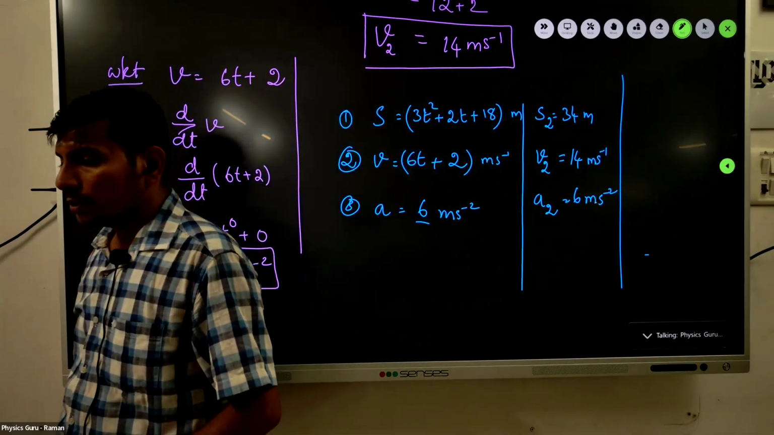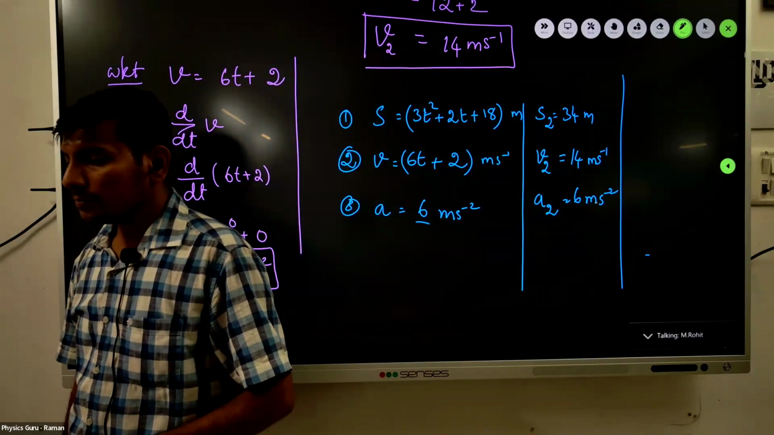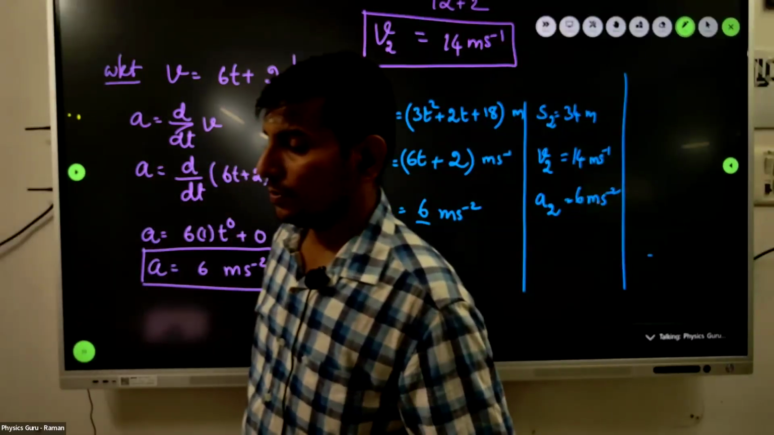Yes, Rohit, you have raised your hand? Yes, sir. Doubt, sir. Please tell me. Sir, previously you told that the equation was acceleration is equal to 6 meters per second squared. Then for that, jerk will be 0, sir. Yes, jerk should be 0.